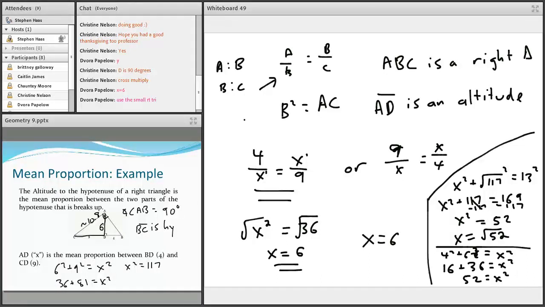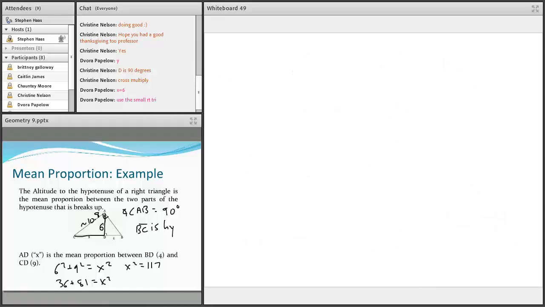So either way, you'd get the same answer. Obviously, you have to get the same answer because you're just using the Pythagorean theorem on two different triangles. Okay. Does anybody have any questions on that, by the way?